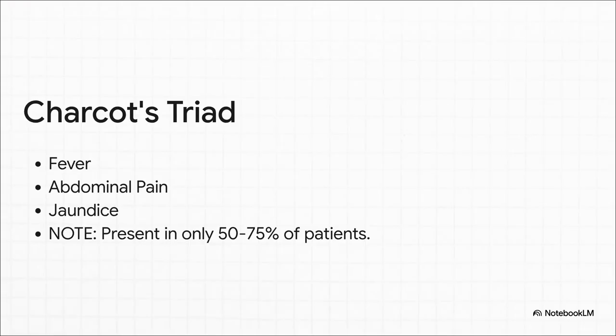Anyone who's been through med school has had Charcot's triad drilled into their head: fever, abdominal pain, and jaundice. It is the classic textbook presentation. But, and this is a huge but, look at that note at the bottom. It's only there in about half to maybe 3/4 of patients. So what does that mean? You can't hang your hat on it. If it's not there, that does not rule out cholangitis.